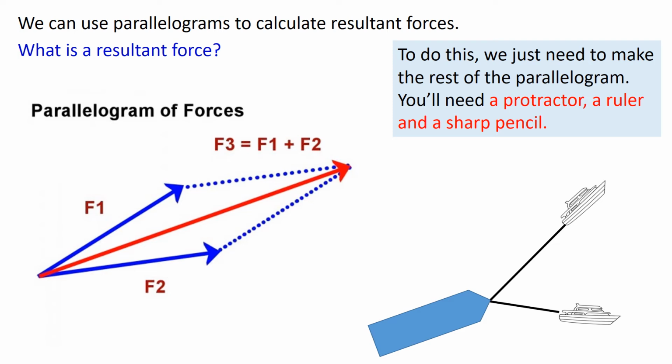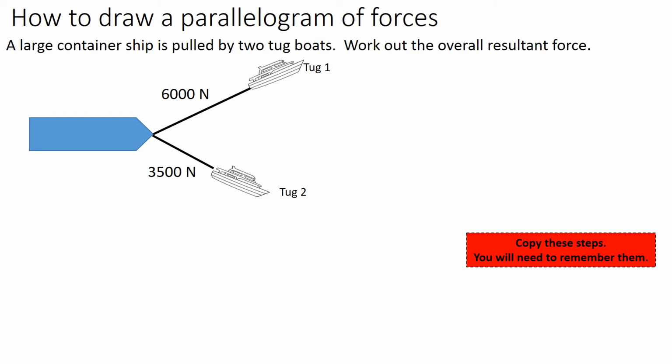What we're going to do is calculate the resultant force, and to do this we need to know F3, which is our resultant force, is equal to F1 plus F2. So we've got a large container ship, again back on the boats, tugboats. These are little boats that move big boats into position, and we're going to work out the resultant force.